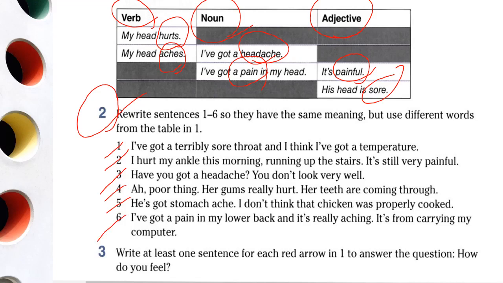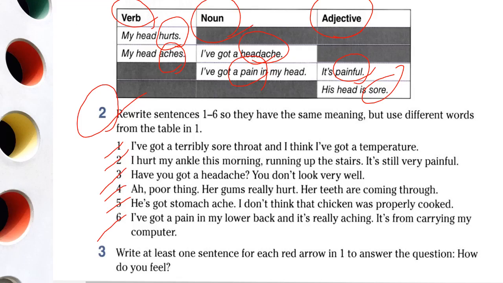We are going to search for the words which express pain in these 6 sentences. And after that, if the word which expresses pain is in the verb form, we can transform it to the noun form, and if it's in the noun form, we can transform it into the adjective form, just trying to practice the different ways of talking about pain or expressing pain.